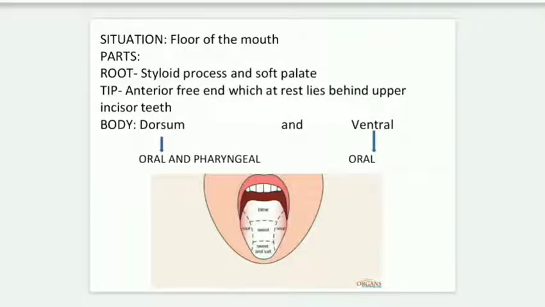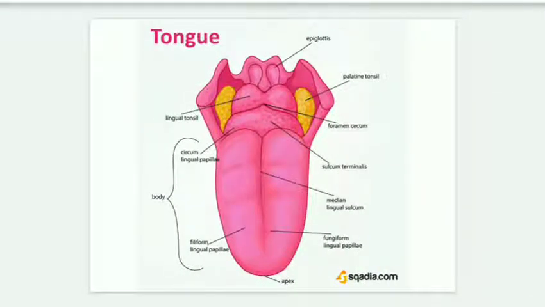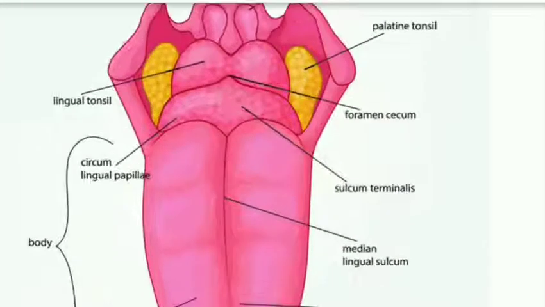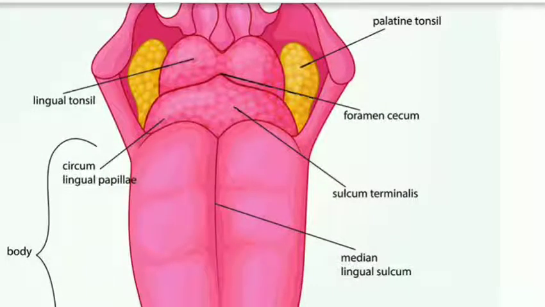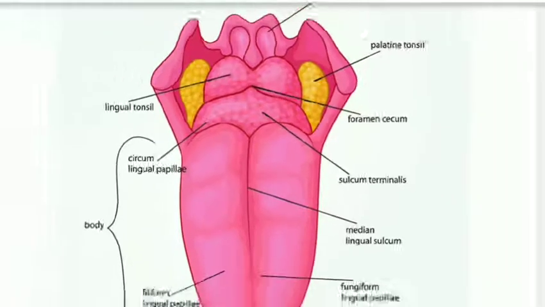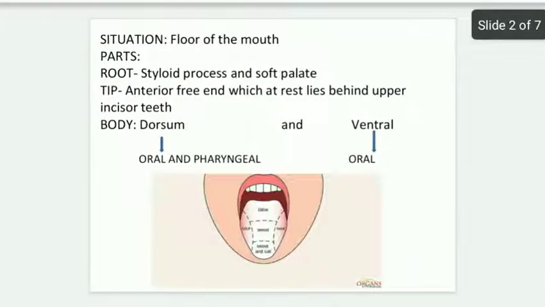The dorsum has two parts, oral and pharyngeal. The ventral has only one part, the oral part. In the dorsum, both the parts are marked by a V shape. It is called the sulcus terminalis. Here you can see the sulcus terminalis, marked by a V shape. Then the ventral surface is for the oral part only.